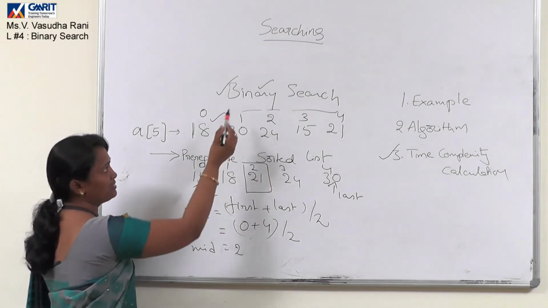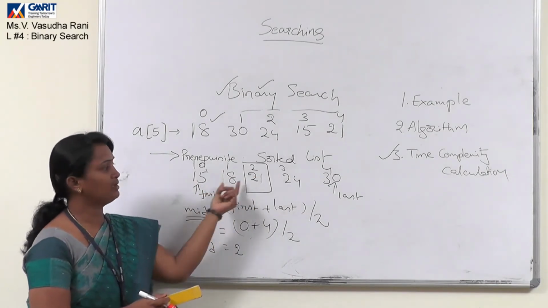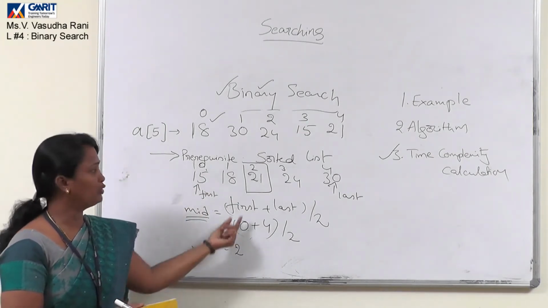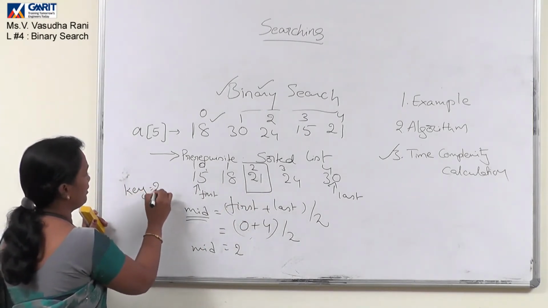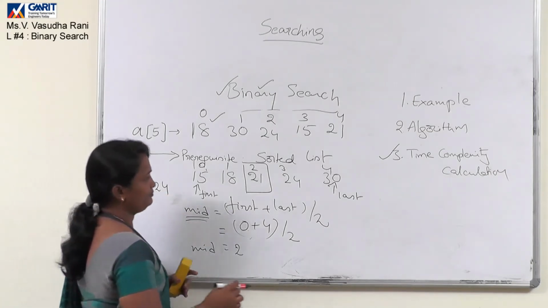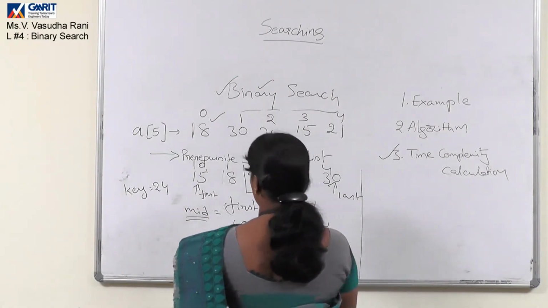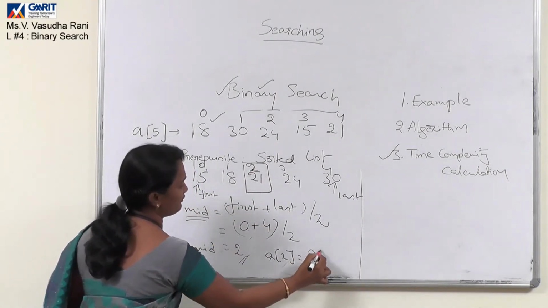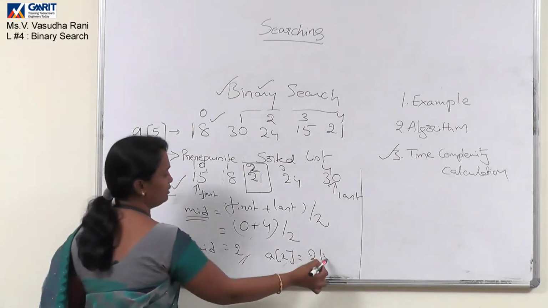So based on this, the binary search algorithm says that based on the mid, the list will be divided into two halves after comparing the key value with the mid position value. Here the mid position value is 21, and if we take the key value as 24, we'll see the iterations. So here mid is 2, and A of 2, in the second position, has the value 21. Now we have to compare the key value with the mid value.